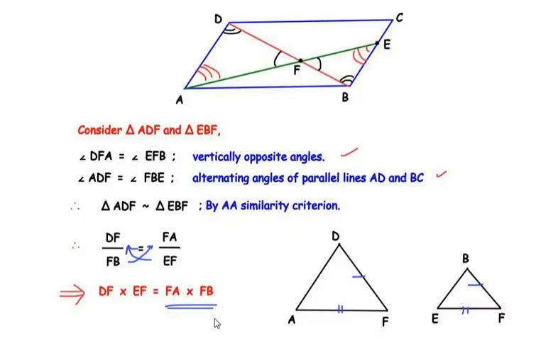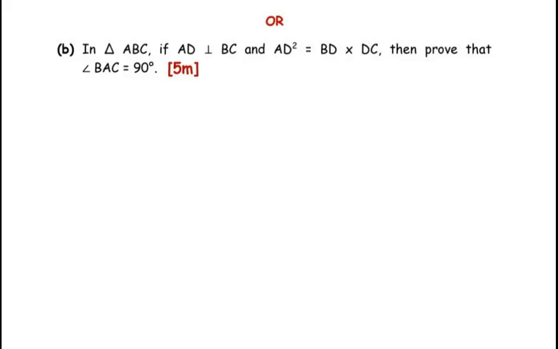Now let us move on to the next question. In triangle ABC, if AD is perpendicular to BC and AD square is equal to BD times DC, then prove that angle BAC is equal to 90 degrees. So let us draw a rough figure first to understand this question.